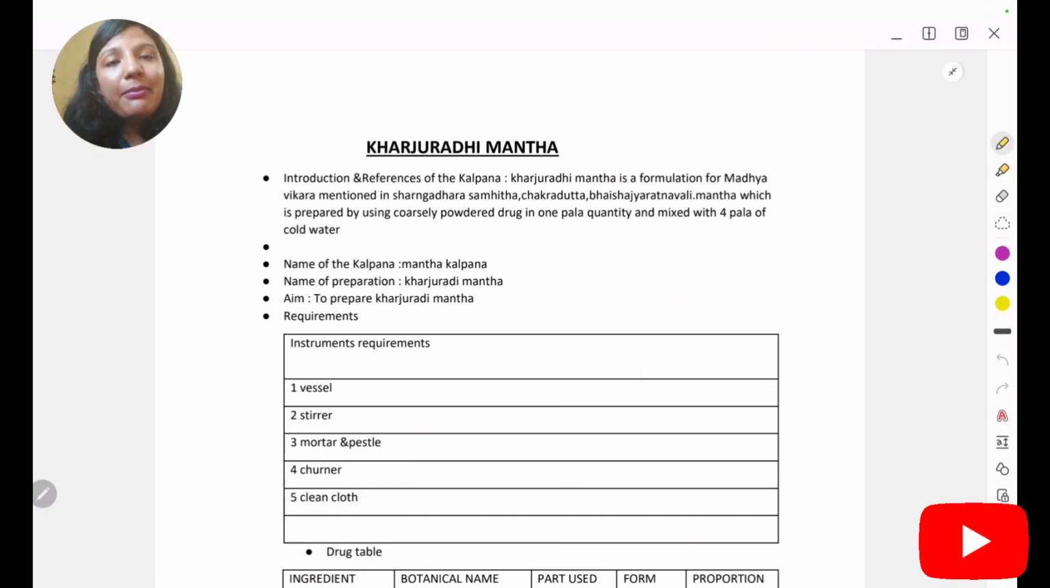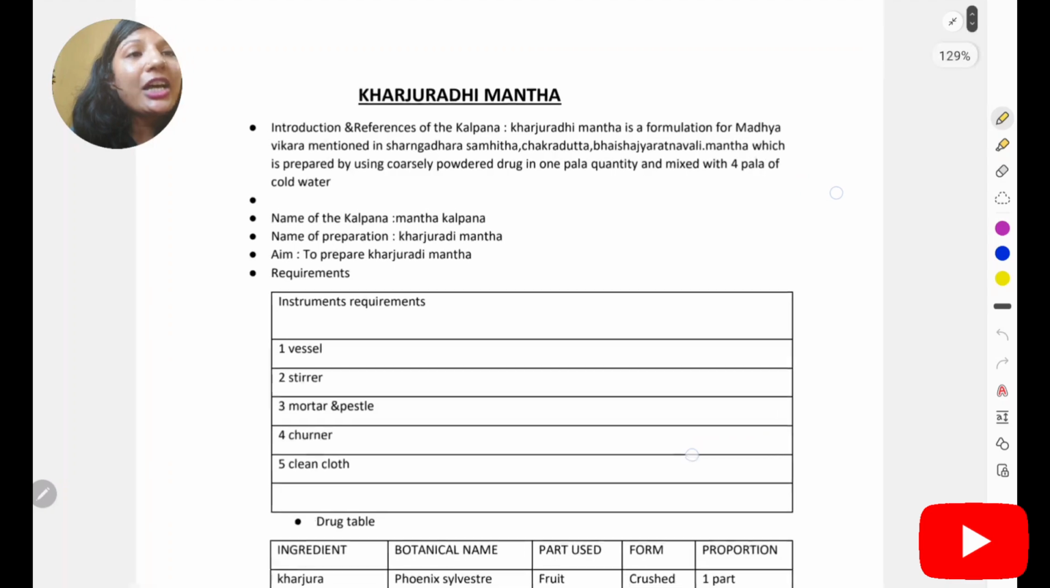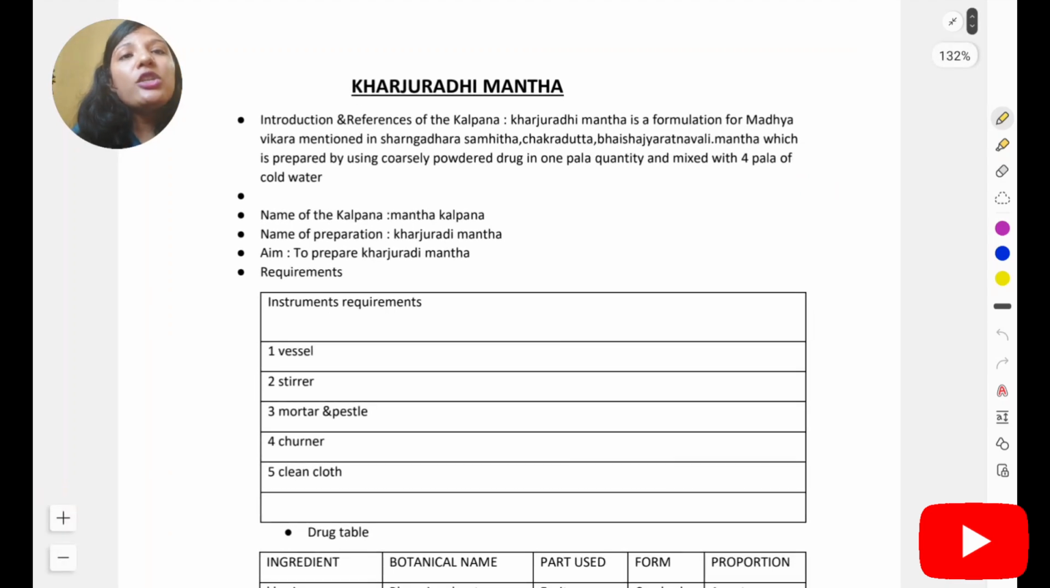And the last example that I'm giving you is the Kharjuradi Manda. It is not basically a secondary preparation, but it is a secondary preparation too, from the first. For example, Kashayas, and it is one of the Upakalpanas. So that Kharjuradi Manda is important. It comes in our nutraceutics also, and it comes in the Panchavidha Kashaya topic also.